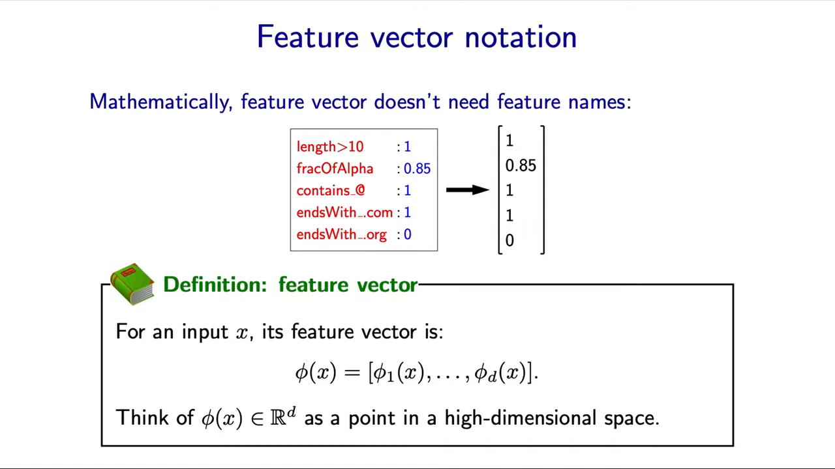And the idea here is that each feature vector is an unlabeled example. The mathematical definition is that for an input x, its feature vector is the summation of all features in that set. In this case, we can think of our feature vector as having a dimension R in a high dimensional space, where the dimension is based on the number of features itself.